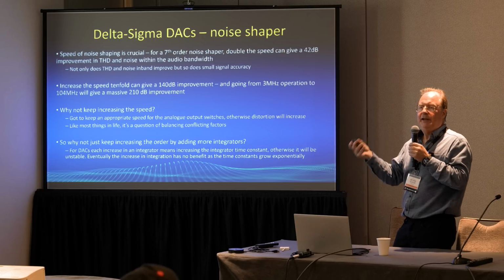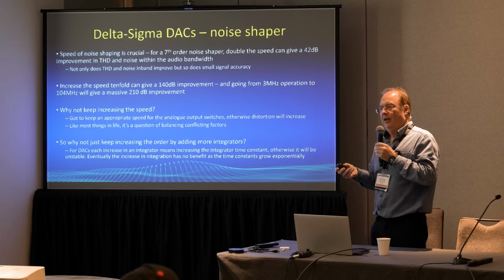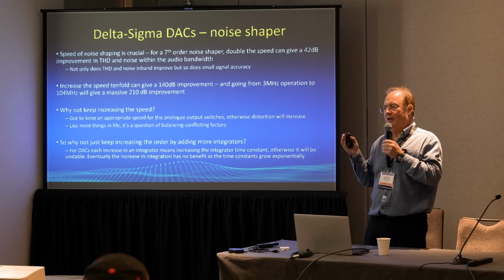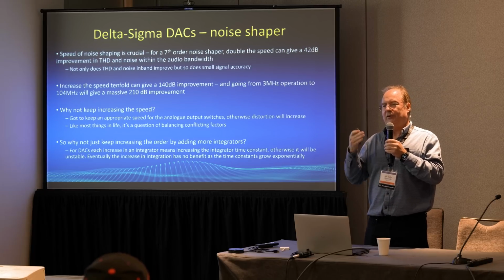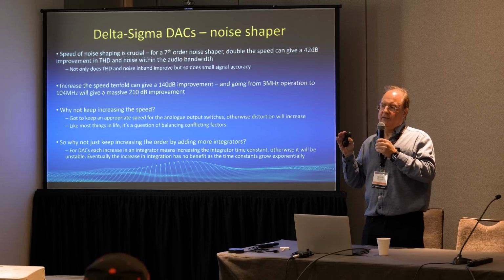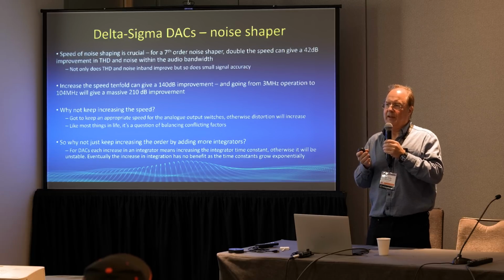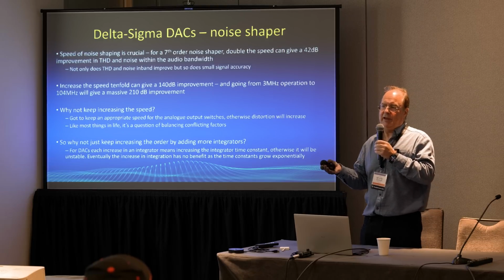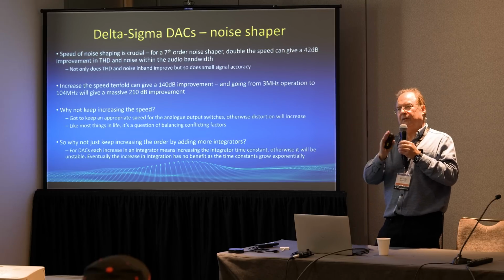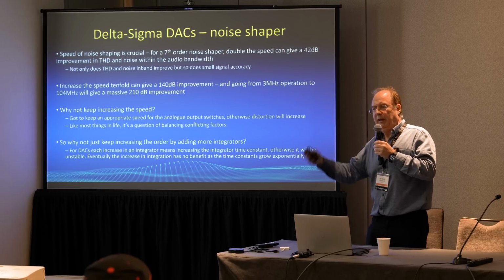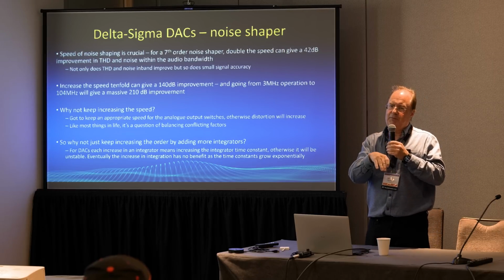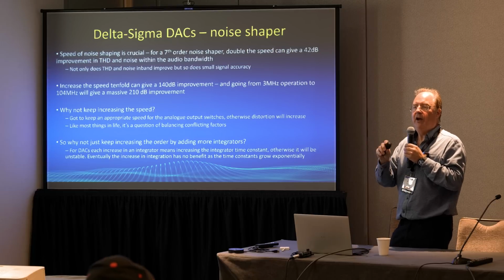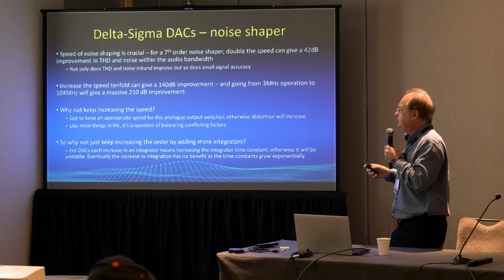So why don't we just keep increasing the speed? The problem we've got is that we've got analog switches or some kind of switching arrangement on your outputs. And if we go too fast, we'll find that the distortion level starts to increase. And that will then damage your measurement results, but it will also damage the sound quality. So there's an optimum point at which the speed of the noise shaper against how fast you can create your analog section depends. And each design will have its own optimum set point to it.